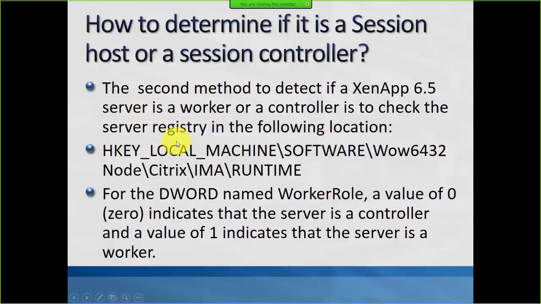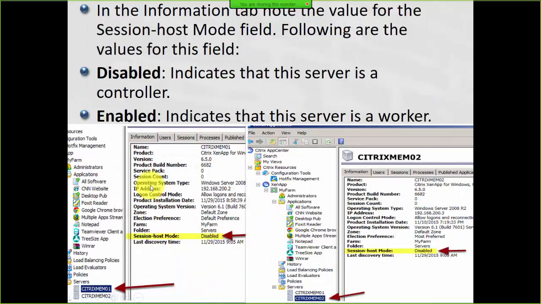One of them is to go to the registry path here and check the DWORD named WorkerRole. A value of 0 indicates that the server is a controller, and a value of 1 indicates that the server is a worker. If you want to go in depth, you can go to this path in the registry of the XenApp server, but let's first check the easier way.